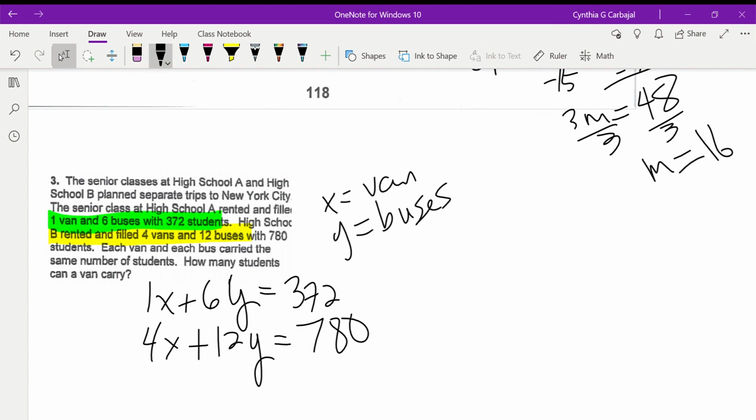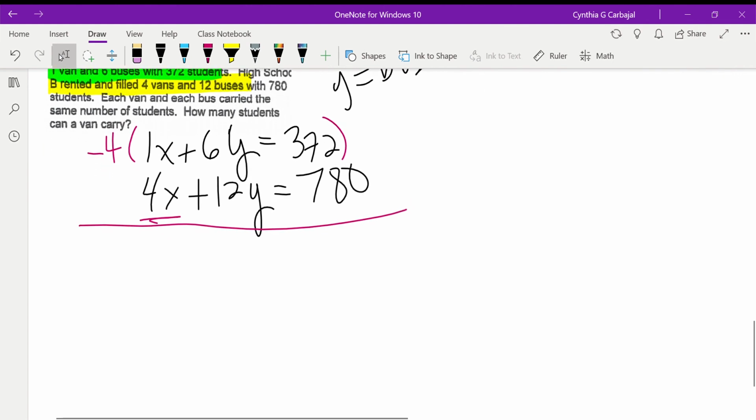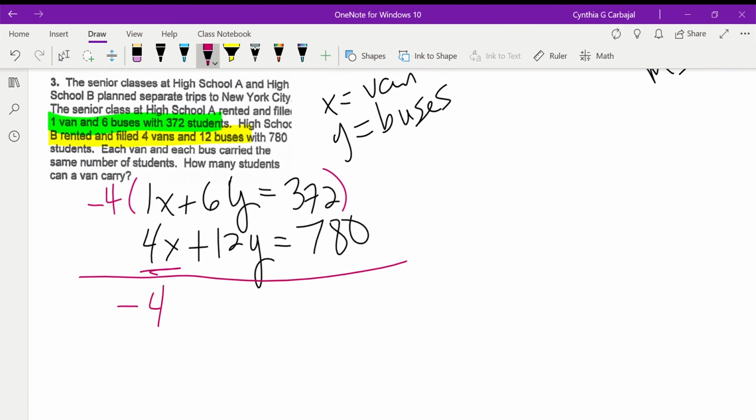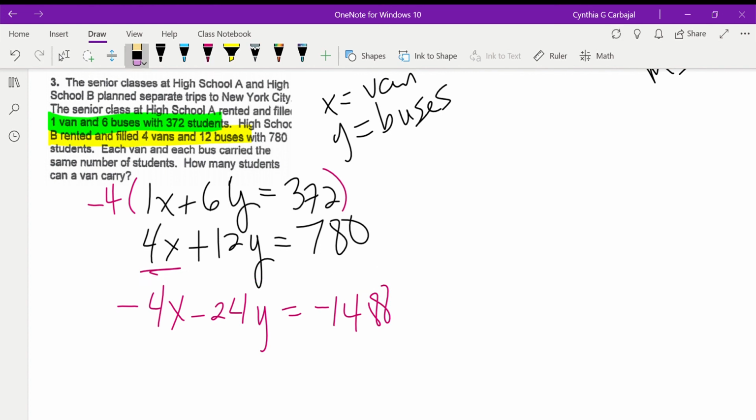Okay, so if I want to use the elimination method, I need to have something that'll cancel out. So what I'm going to do is multiply this top equation by -4, so then I can cancel out with this 4x right here. So then, I'm going to write it down here. I'm going to have -4x minus 24y, and I'm going to cheat and use my calculator, 372. So that's -1488. Then I can add the two equations here.